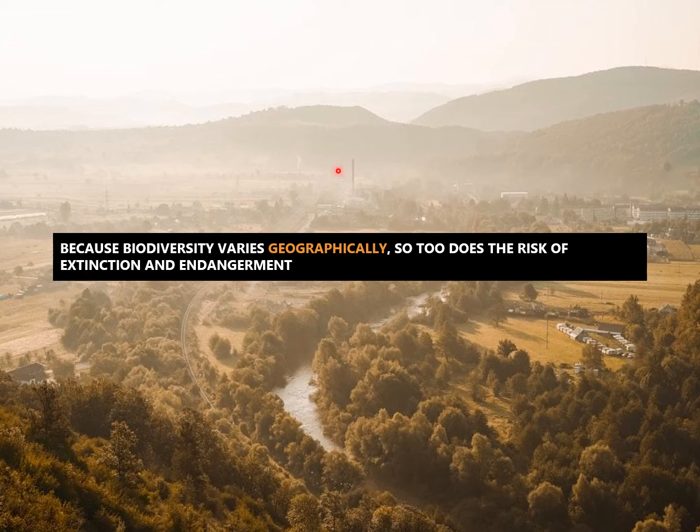Okay, so welcome back. And for this last module video here, I want to get into the geography of some of these conservation and biodiversity issues. And this is really where biogeography becomes a valuable tool in looking at conservation issues. And that's because biodiversity varies geographically, so too does the risk of extinction and endangerment. And so, there's a geographic component to diversity, and so there's a geographic component to the risk of extinction and endangerment across different species.